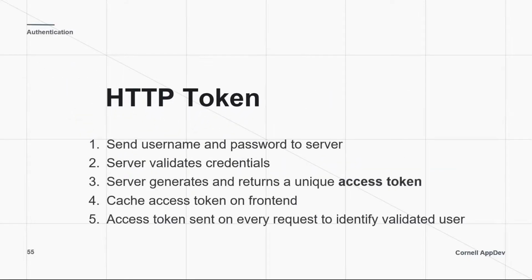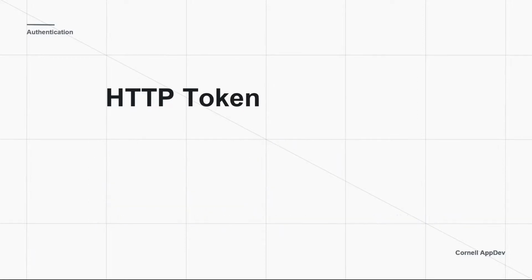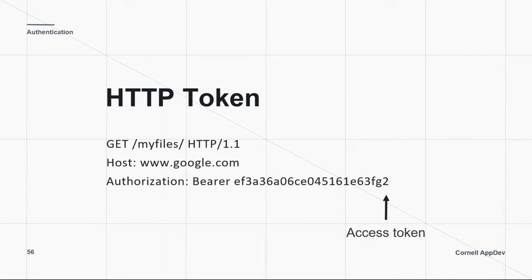So the idea here is you send the username and password, and this time it's going to be very similar. You create and return an access token, and that gets cached on the front end. And this time, the access token gets sent on every request, right? So this sounds very similar to the cookies, right? In this case, it's called a bearer token, so you can see authorization is bearer, and that's what the token looks like.